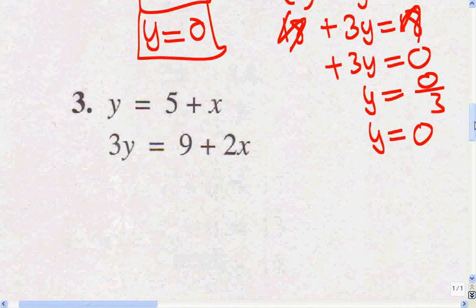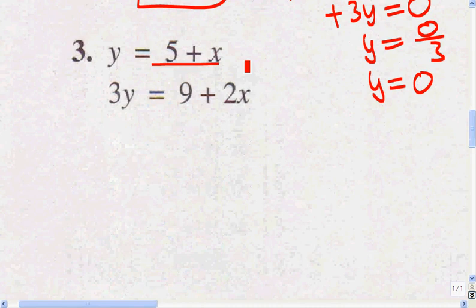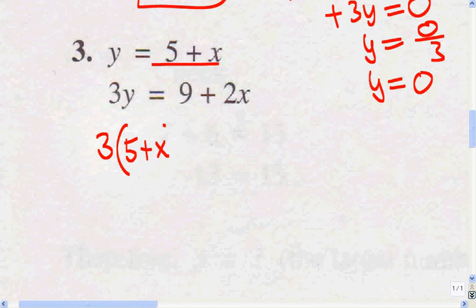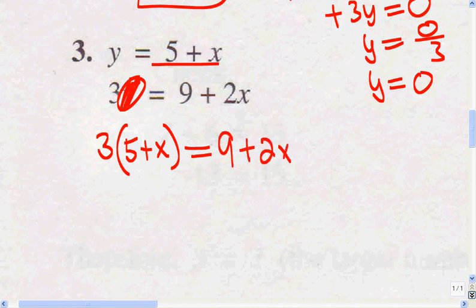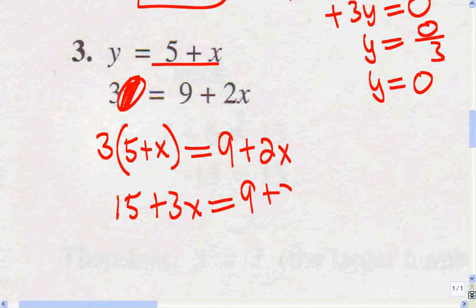Here, I'm going to use the substitution method because here they're telling me that y equals 5 plus x. So wherever I see y, I'm going to write 5 plus x. And since I saw y here, instead of writing the y, I wrote 5 plus x. 3 times 5 is 15. 3 times x is 3x. And 9 plus 2x is 9 plus 2x.